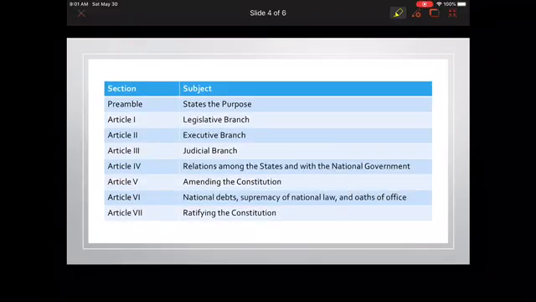The Constitution is broken out, starting with the preamble, which states the purpose. Article 1 will focus on the legislative branch. Article 2 focuses on the executive branch. Article 3 will focus on the judicial branch. Article 4 focuses on the relations among the states and the national government, also known as federalism. Article 5, amending the Constitution. Article 6, national debts, supremacy of national law, and oaths of office. And finally, ratifying the Constitution.